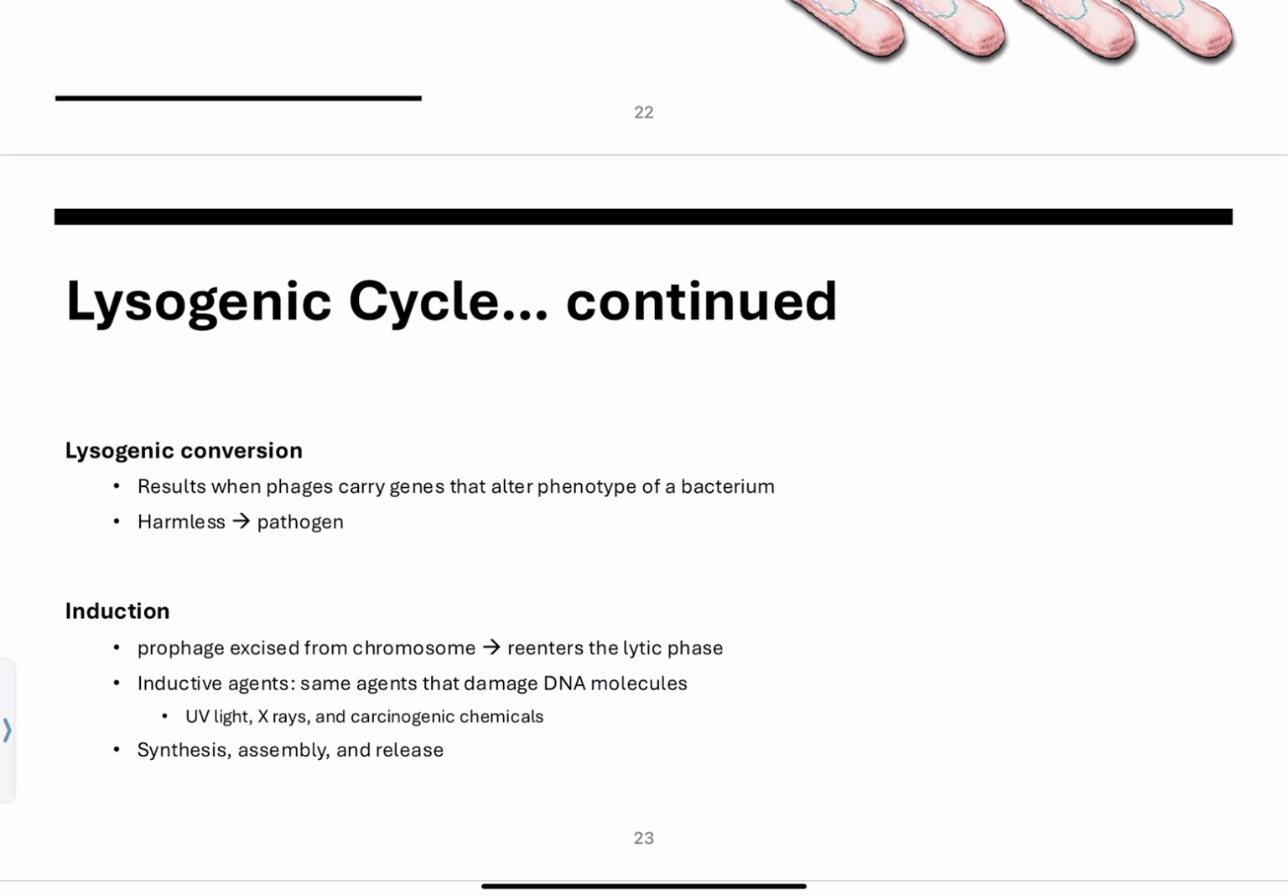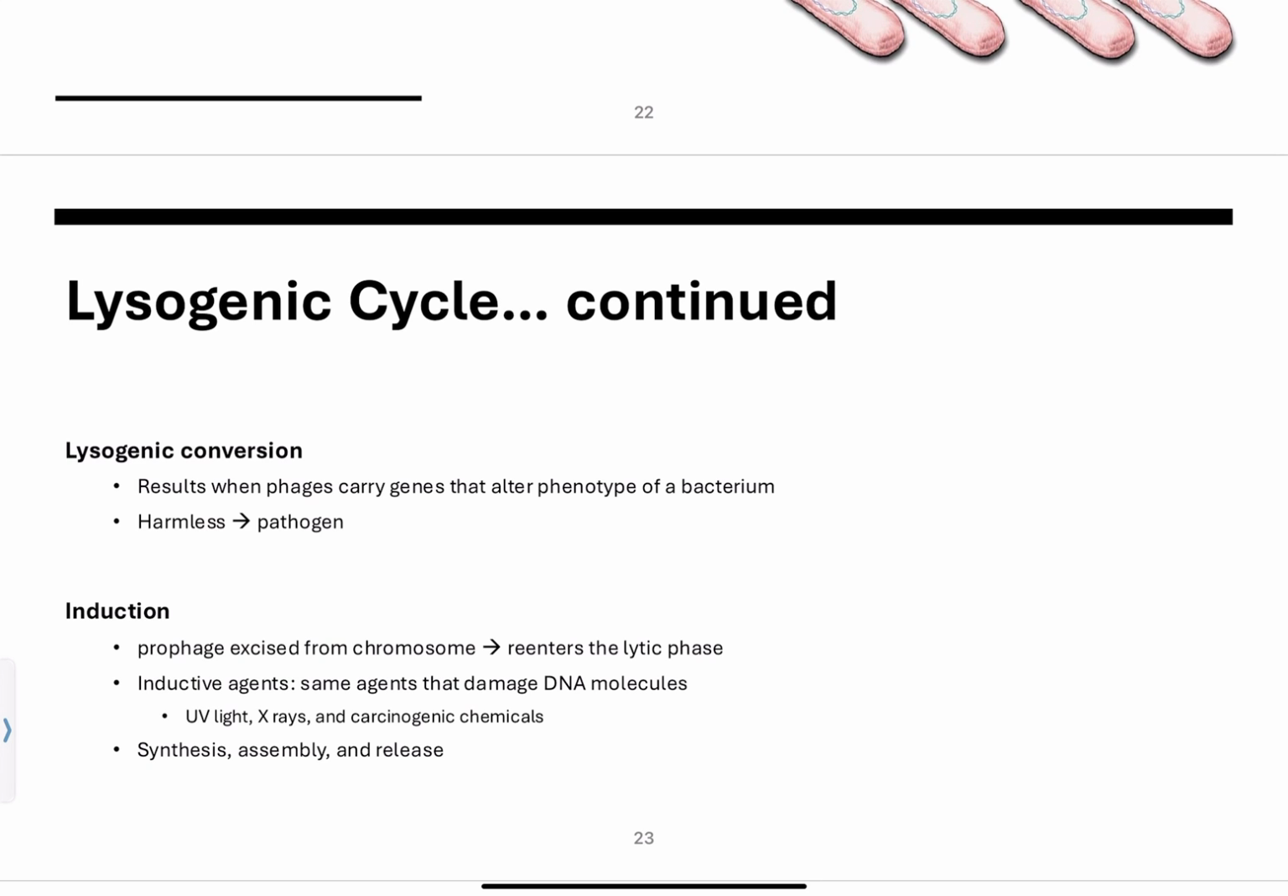So lysogeny isn't just about hiding. It can actually change the behavior and the traits of the host bacteria. When the phage DNA integrates into the host genome, it's sometimes going to bring genes that alter the bacterial phenotype. This can turn a harmless bacterium into a pathogen by adding toxin or virulence genes. This process is called lysogenic conversion.